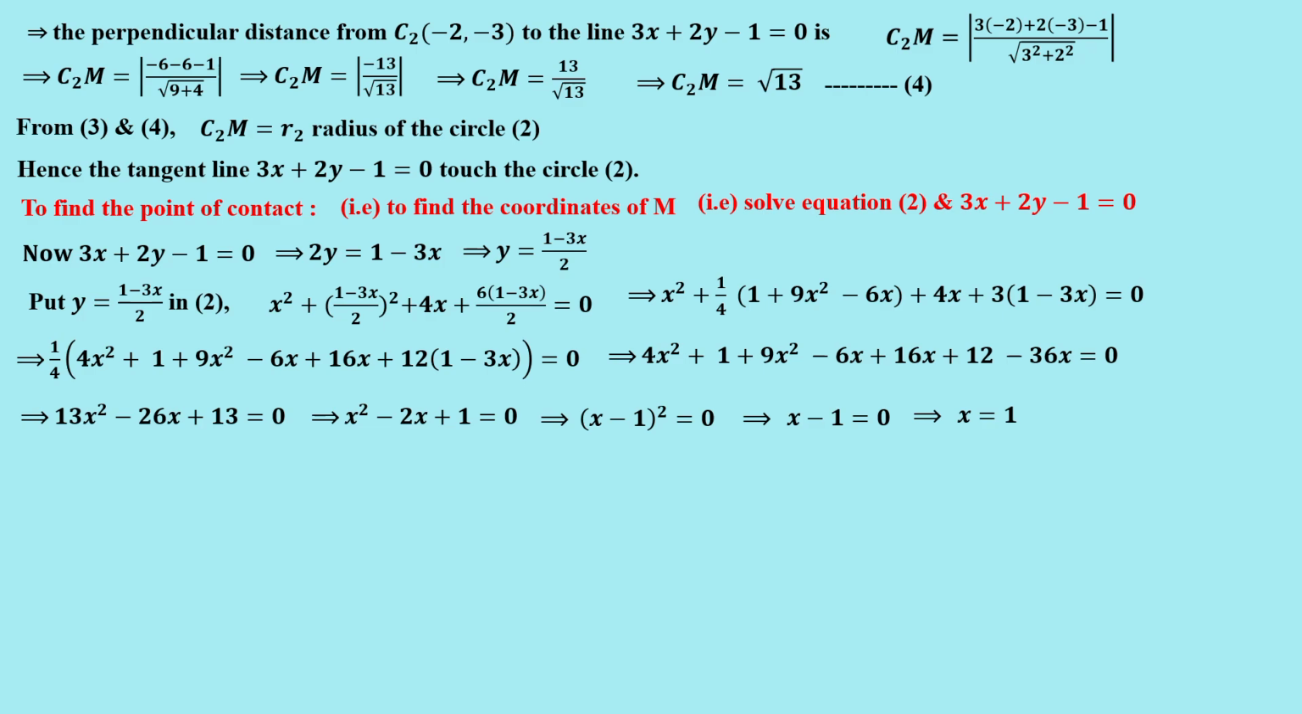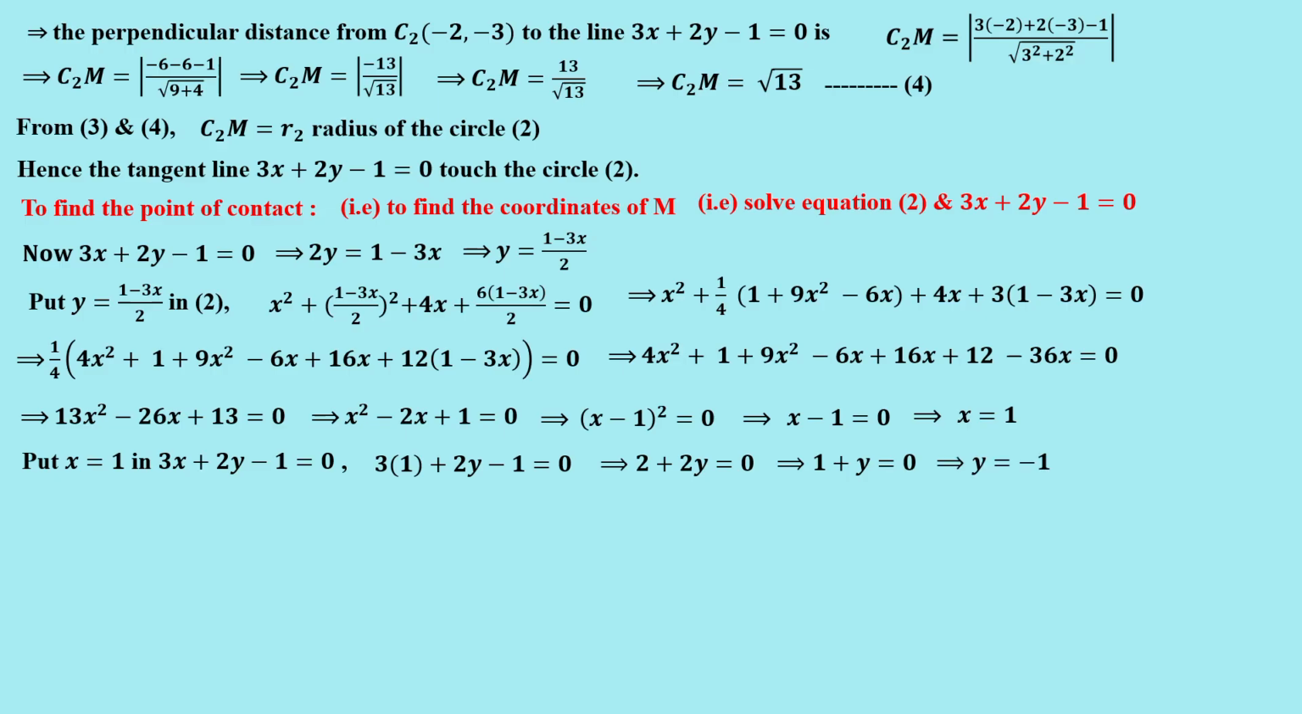Put x = 1 in 3x + 2y - 1. So you will get 3 into 1 plus 2y minus 1 equal to 0, 2 plus 2y equal to 0. Dividing by 2, you will get 1 plus y equal to 0, y is equal to minus 1. So the point of contact is x = 1, y = -1. Thanks.